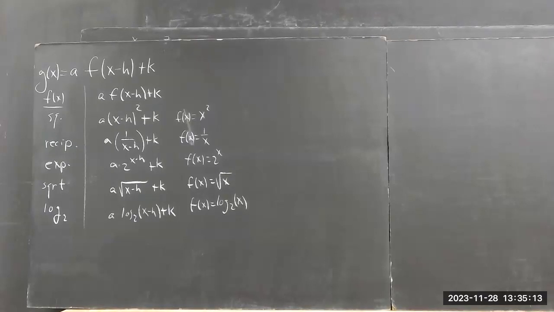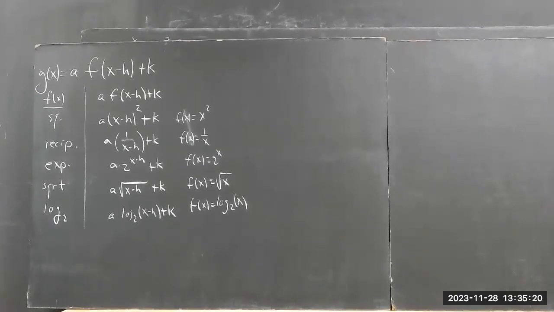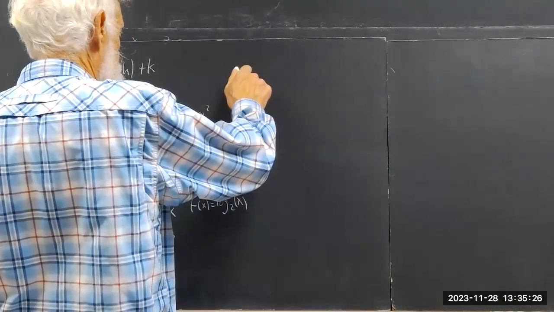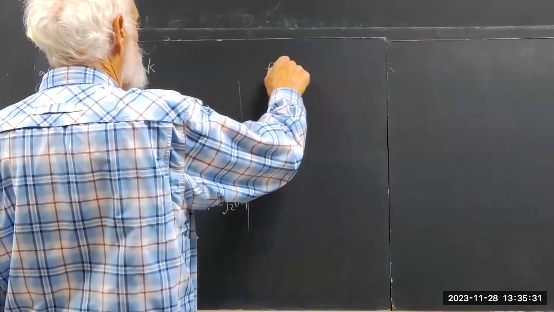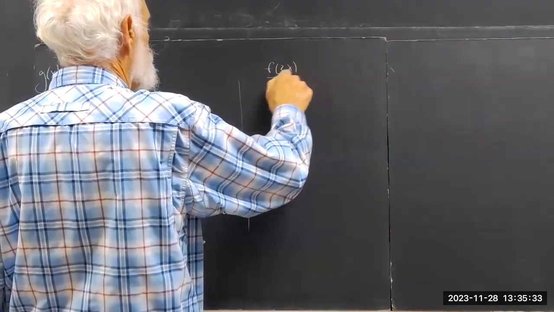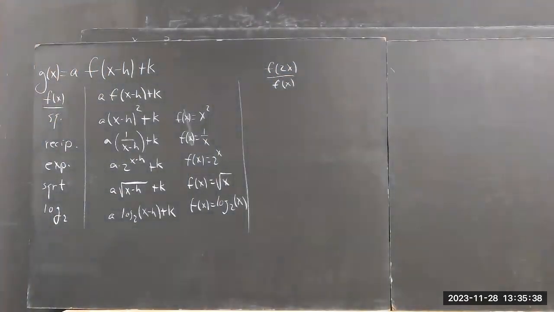You really need to understand function notation well enough to be able to do this, okay? Now, while we're talking about function notation, another column, let's do f of 2x divided by f of x, where f of x is your toolkit function. Okay, see if you can write down a few of those.